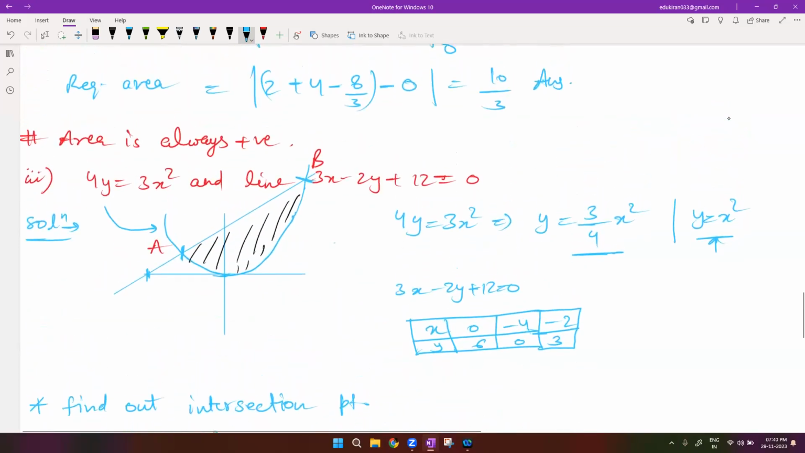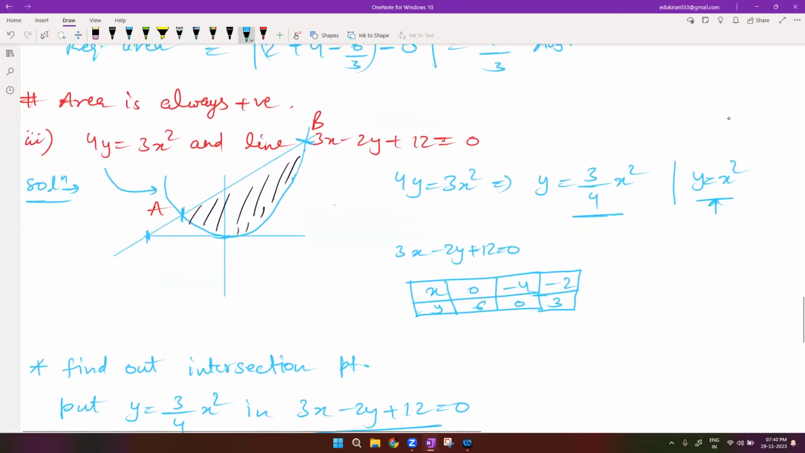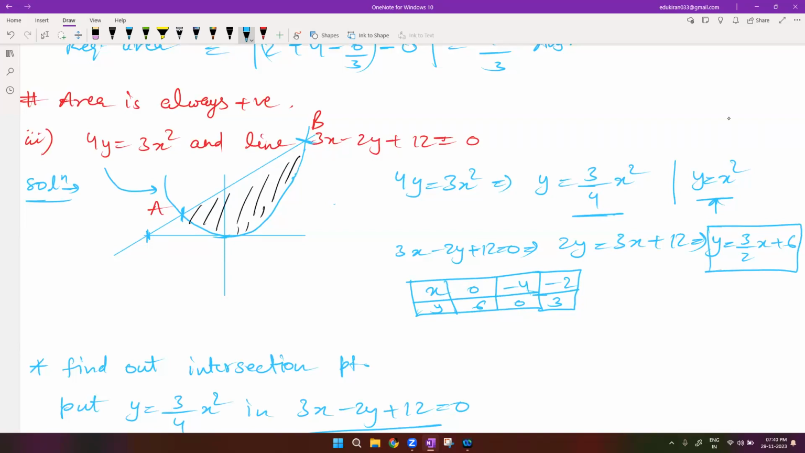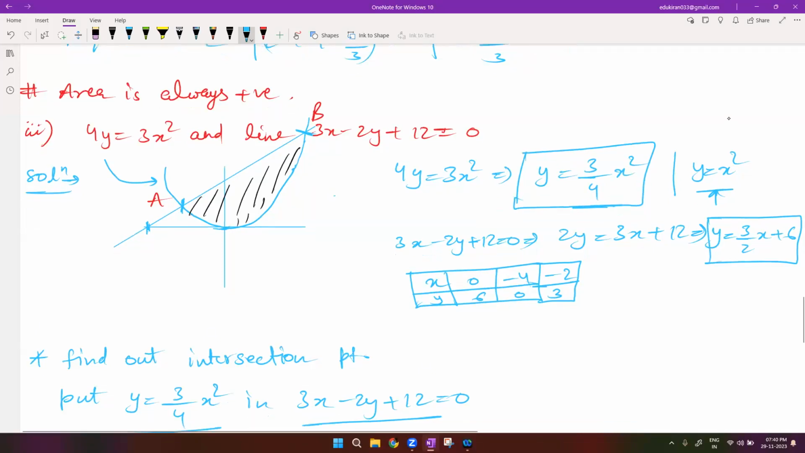To solve this, first convert both equations in terms of y. This equation can be written in terms of y as 2y = 3x + 12, which can be simplified as y = 3/2 x + 6. So our line is y = 3/2 x + 6, and our parabola is y = 3/4 x².